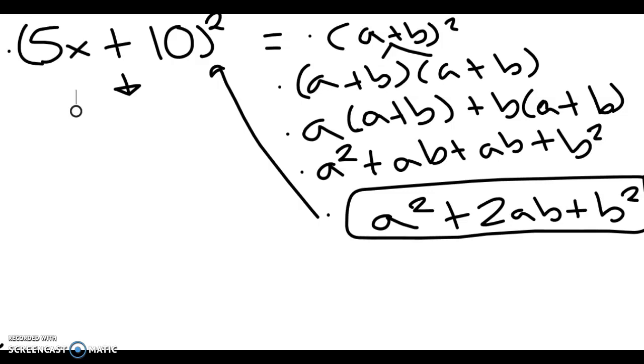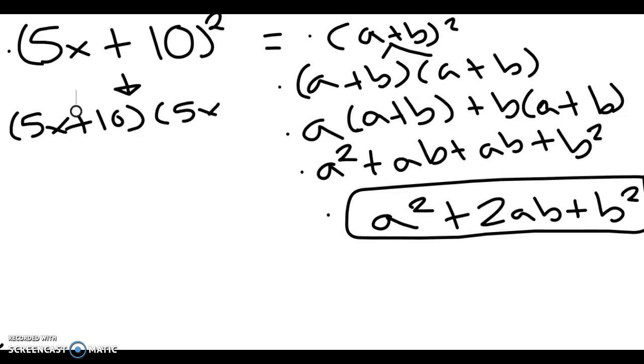So first we'll split it up. We'll go 5x plus 10, and then we'll do another 5x plus 10. And we split that up. Boom, boom.